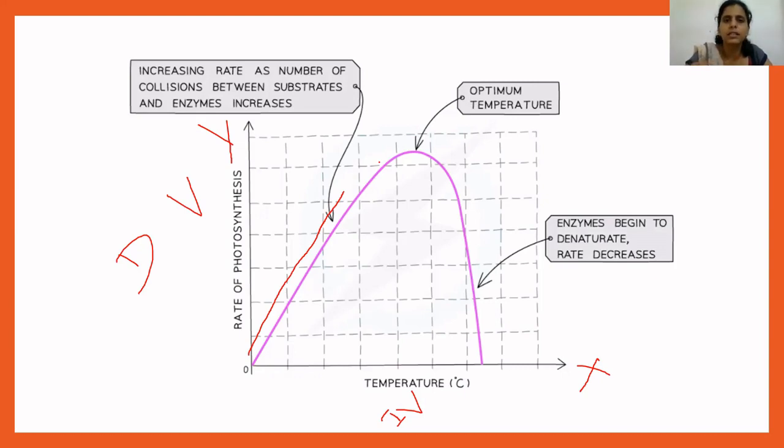Why? Because at lower temperature actually enzymes are there. These enzymes are involved in the process of photosynthesis.